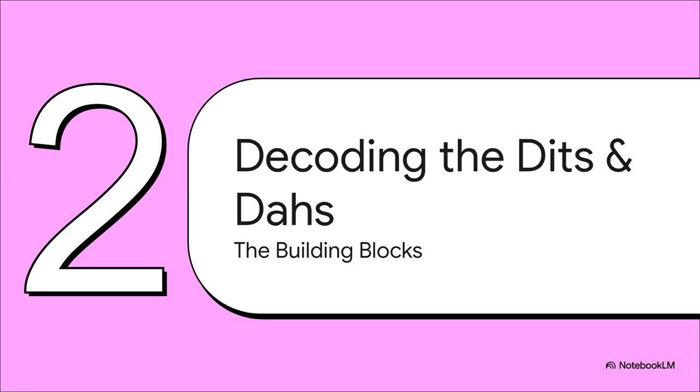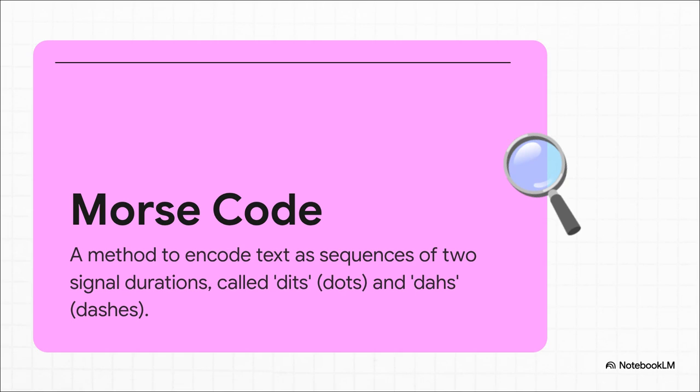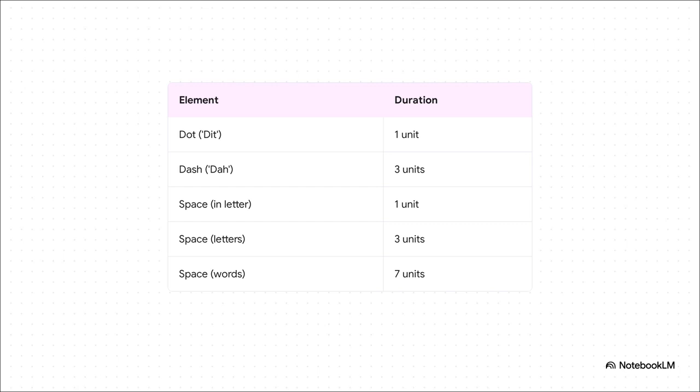But how does this language of beeps and boops actually work? Let's break down the building blocks. When you boil it all down, the idea is almost laughably simple. Morse code is just a way to turn our alphabet into sequences of short sounds and long sounds. We call them dits and das. The real genius isn't the sounds themselves, but the system that holds it all together. Okay, now this is the secret sauce. This is the part that most people completely miss. Morse code is just as much about the silence as it is about the sound.